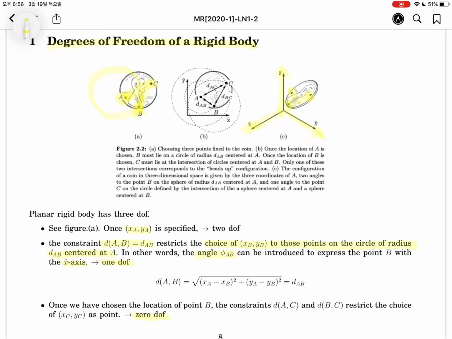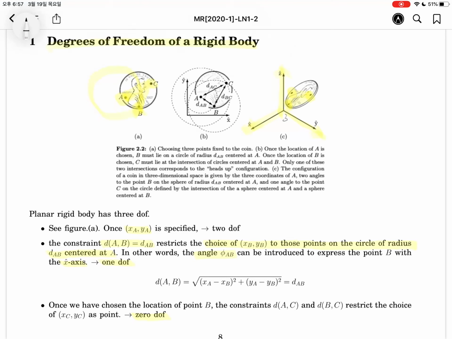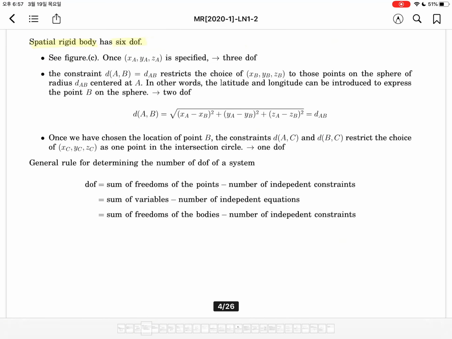And then the C point can be chosen at any point inside the body. It also has 3 variables, but 2 constraints should be used to describe this point. So 3 minus 2, just 1 degree of freedom remains. It means 3, 2, 1 degrees of freedom is enough to describe the rigid body motion in the spatial case.